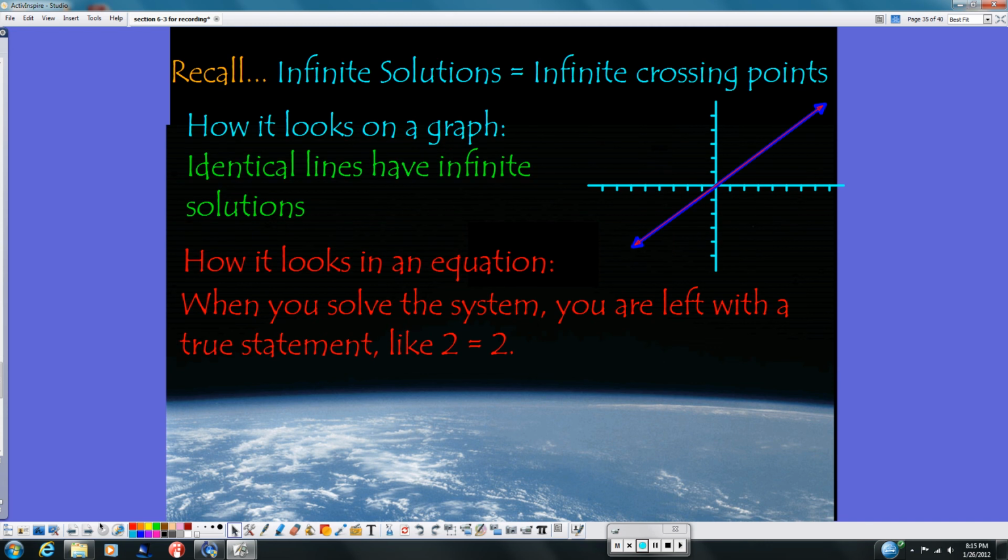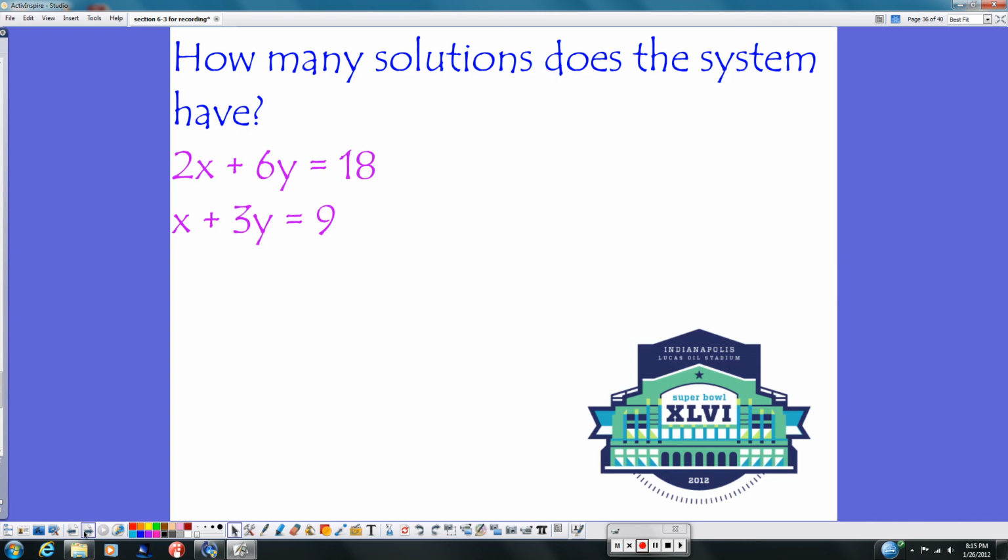Infinite solutions have an infinite number of crossing points. The lines actually overlap. How does this look in an equation? Well, when we solve the system, we have a true statement like 2 equals 2. Let's take a look at an example.